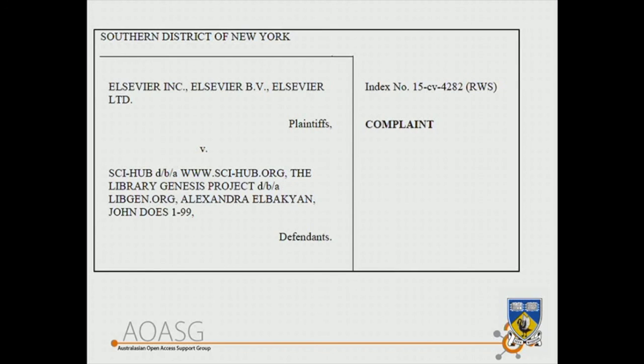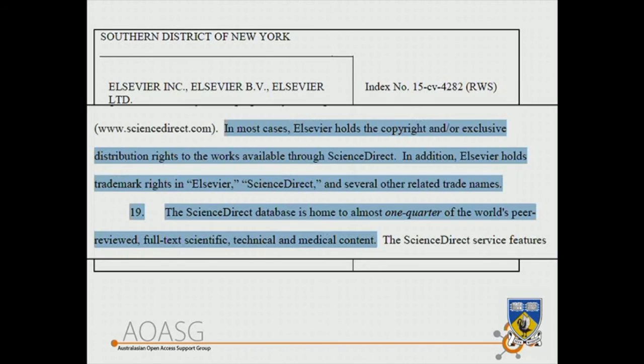But they are involved in a court case, and the court document was posted online last week, or somebody did it on their behalf. What they said, quite specifically, was that Elsevier holds the copyright and exclusive distribution rights to the works available through Science Direct, and that is home to a quarter of the world's peer-reviewed scientific literature. So in two sentences, they've really encapsulated their power in the whole debate.